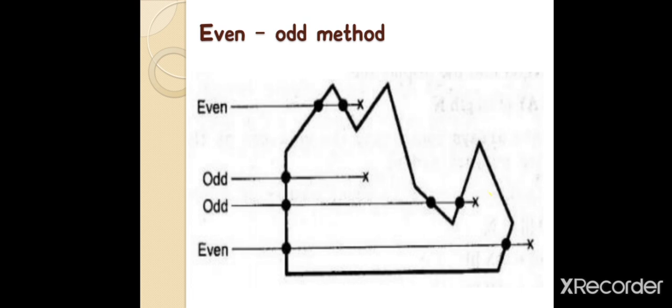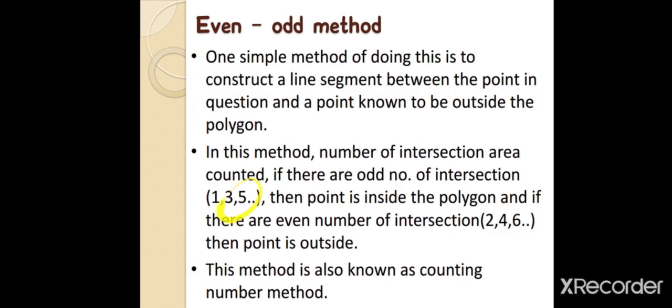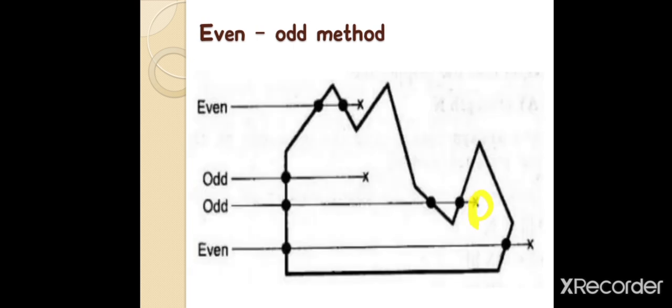Now let us take one more example. Go for this one. This is the point which we want to check. Here this is the question point. Here is the one sure shot outside point. Construct a line between these two and count the number of intersections with the polygon boundary. So for this boundary, first intersection. For this boundary, second intersection. And for this boundary, third intersection. 3 is nothing but an odd number. And if it is an odd number, then the point is inside. So we can say this point is inside.